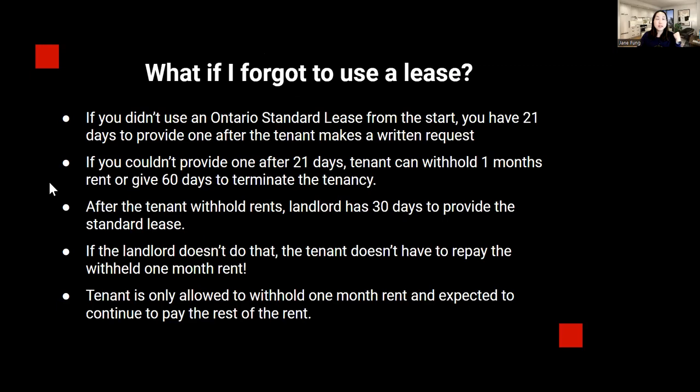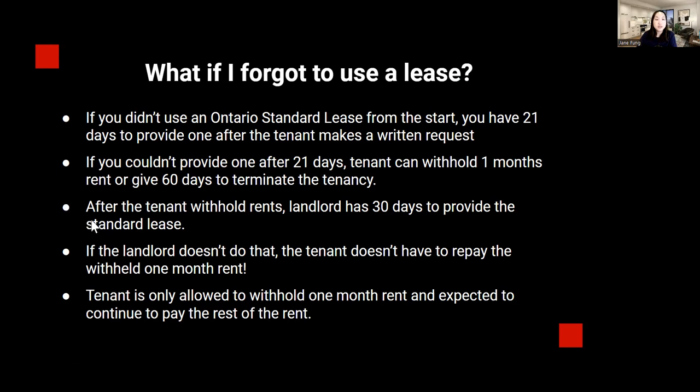So you will be wondering, oh my God, I just started a tenancy, I rented it to a new tenant, and I didn't know that I have to use a standard lease. Don't worry, if you didn't use a standard lease from the beginning, you actually have 21 days to provide one after the tenant makes a written request. If you couldn't provide one within 21 days, the tenants can actually withhold 1 month of rent or give a 60 days termination notice for the tenancy.